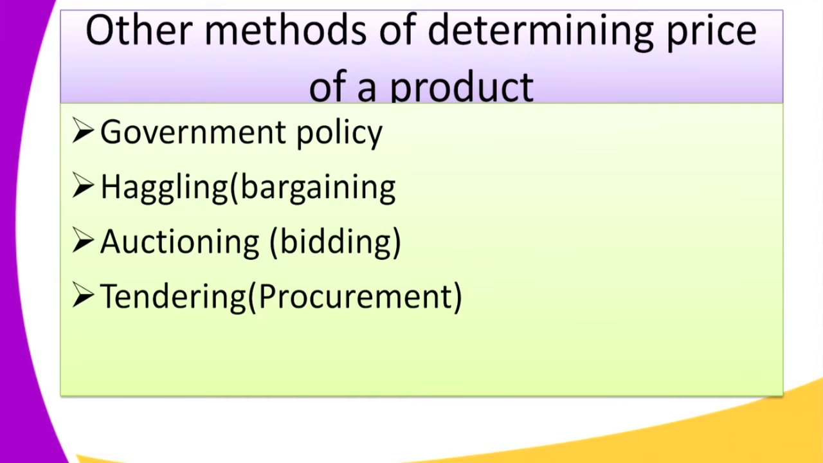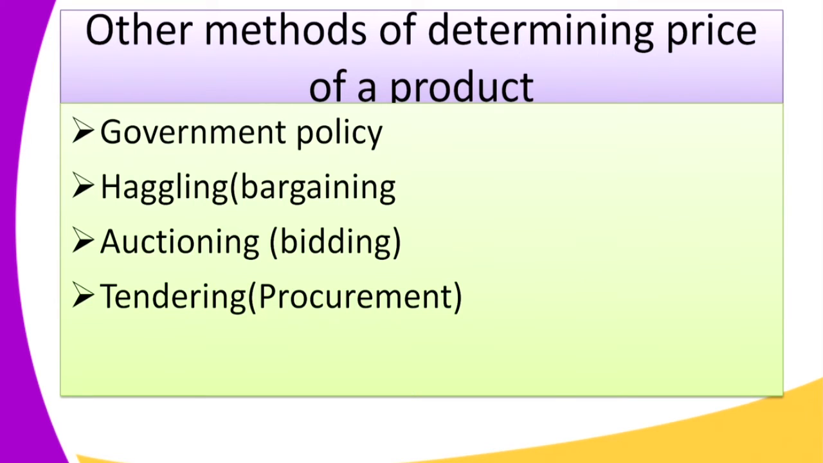You also have haggling, also referred to as bargaining. That is whereby the buyer bargains with the stated price of the seller. The other one is auctioning, bidding. We are going to look at this in detail. And we also have tendering, also referred to as procurement. So that marks the end of our lesson. But when we meet next, we are going to look in detail at these other methods of determining the price of a product.